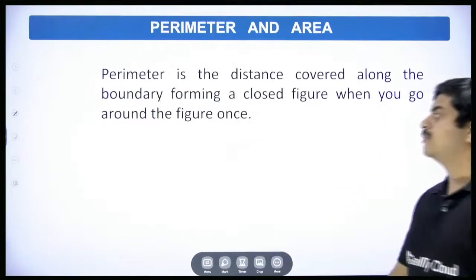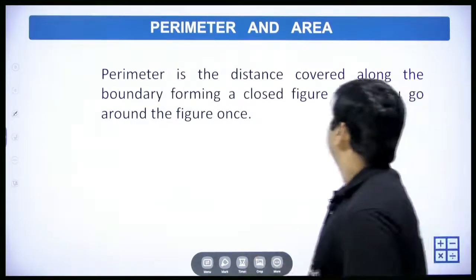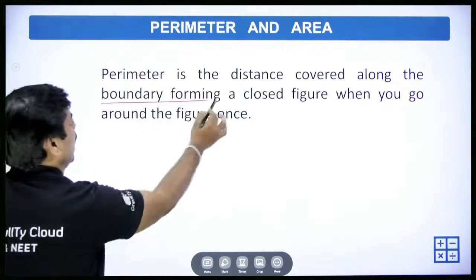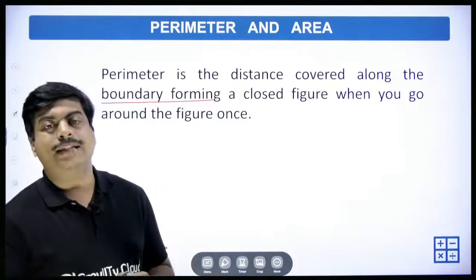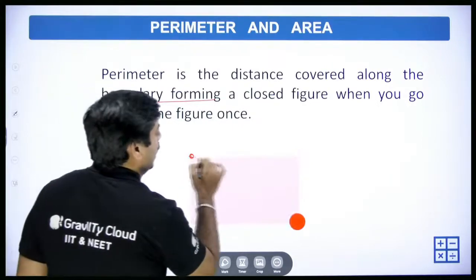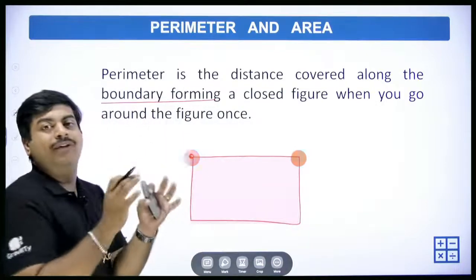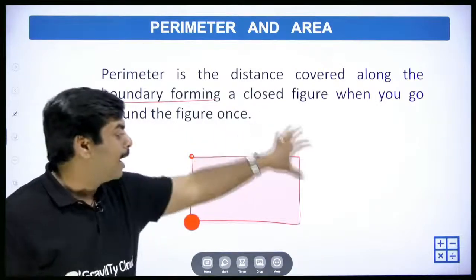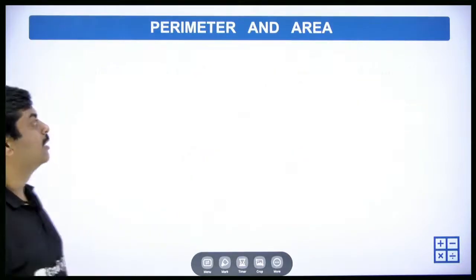Let's try to understand more about this. Perimeter is the distance covered along the boundary forming a closed figure when you go around the figure once. If we cover that boundary, whatever distance we have covered will be the perimeter. If we start our journey at this point and travel to this point, then to this point, all the way until the starting and ending point are the same, the total path we have traveled will become the perimeter of the given figure.